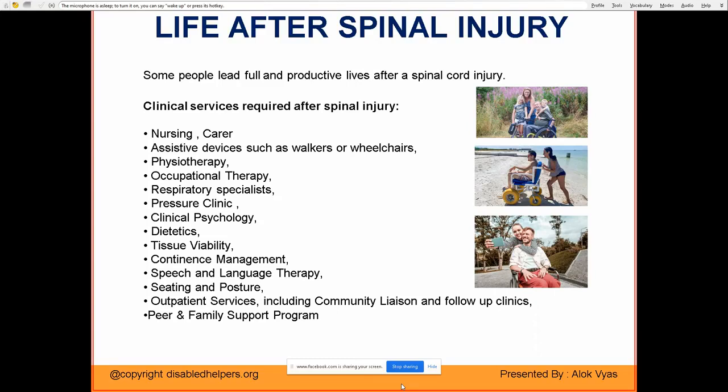So all these things which I have discussed in this slide can be provided at one place or at a different place also. All this can be provided by a single person or by different specialists also. But all these things are required once you get a spinal cord injury.